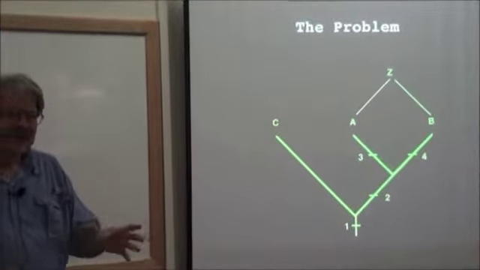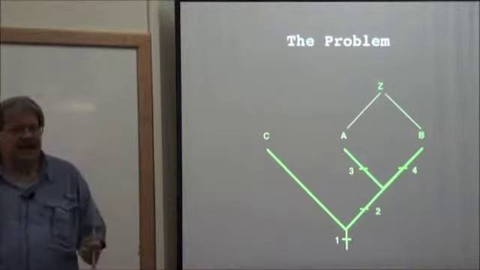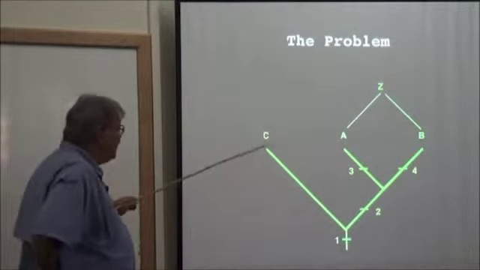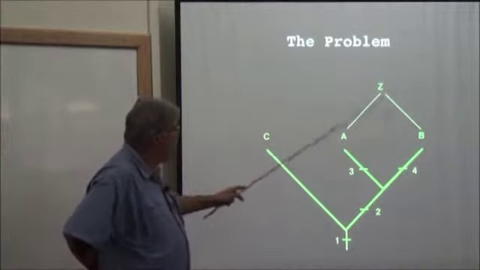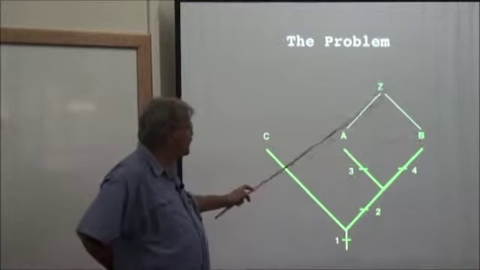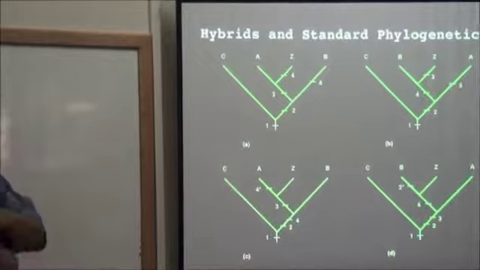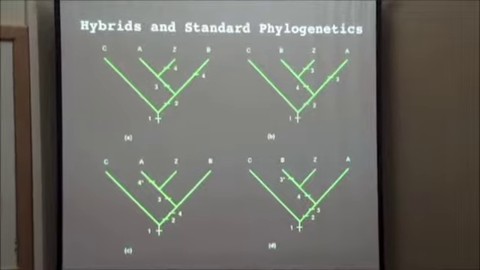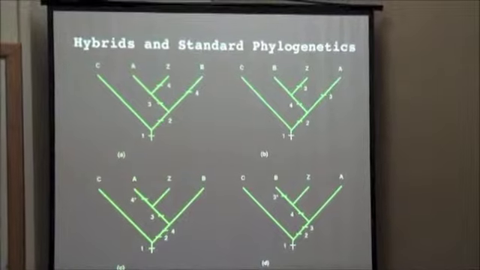But it happens enough. So you have a situation in which if you just made a table of the characteristics of these 4 species, you would have species C would have the derived trait for character 1. A, B, and Z would have the derived trait for 2. A and Z would have the derived trait for 3. And B and Z would have the derived trait for 4. You get a little data matrix. You do a standard phylogenetic analysis, and this is what you get. 2 different trees, and 4 different optimizations of characters, 4 different interpretations of character evolution.